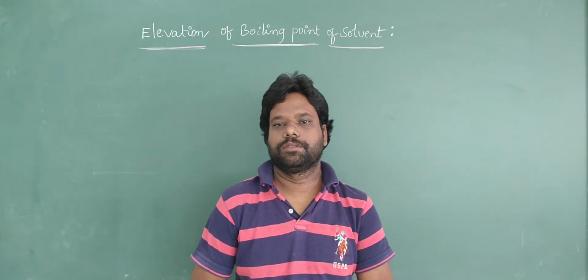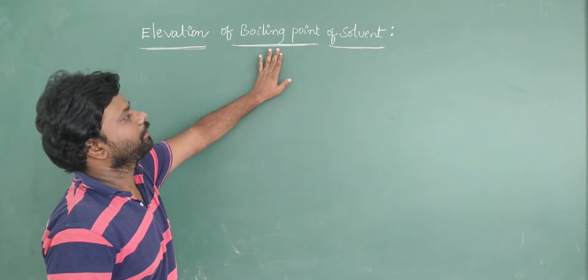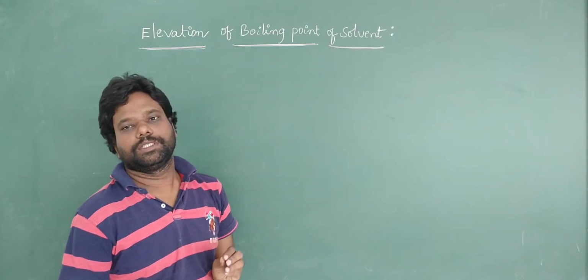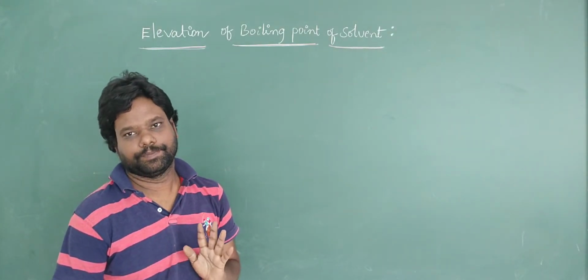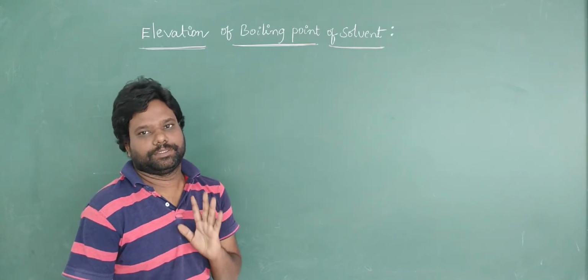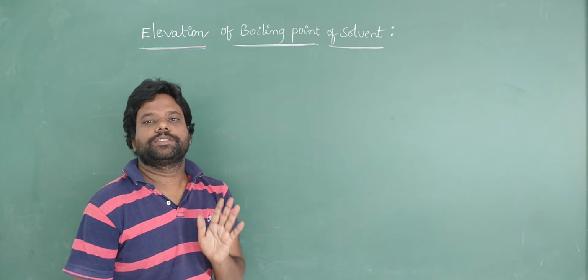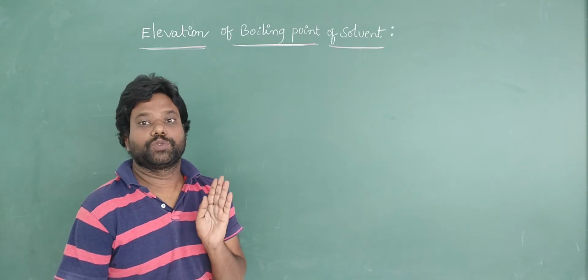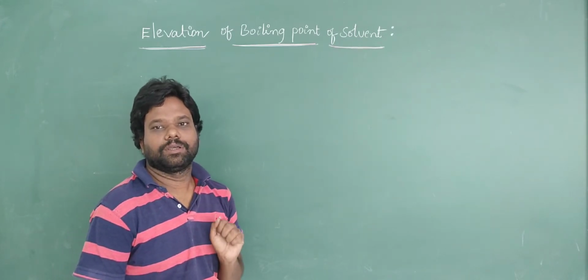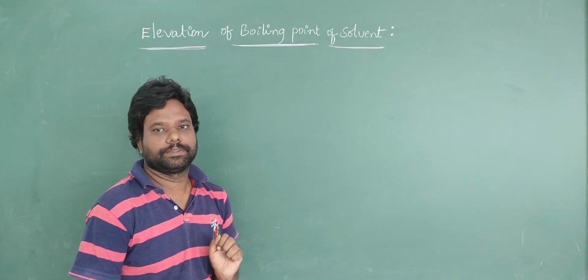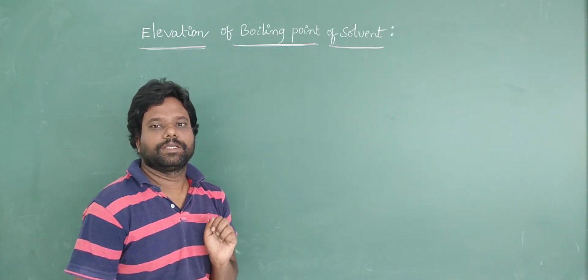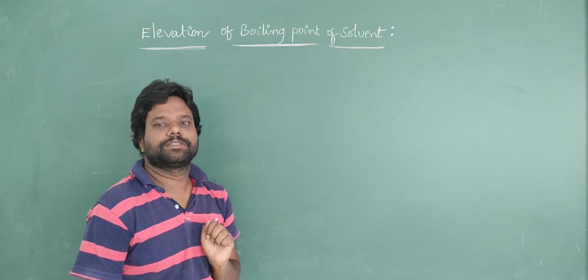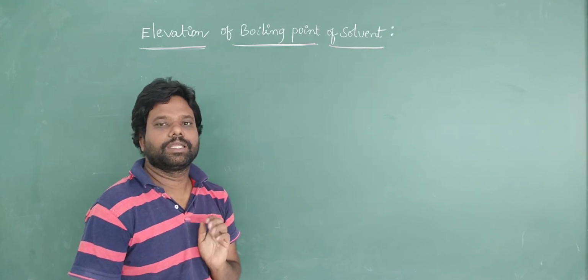Today we are going to discuss elevation of boiling point of solvent. The elevation of boiling point of solvent is one of the colligative properties. What are colligative properties? They are the properties of dilute solution which contains non-volatile solute that depend on the number of solute particles like ions, molecules and moles, but do not depend on the nature of solute particles. Such properties are called colligative properties.